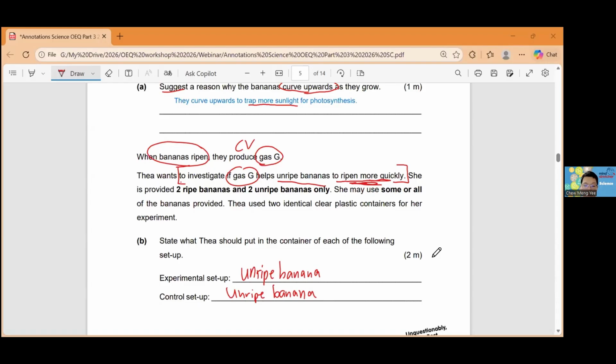But what else? The control setup is not meant to test the variable, so the control setup must not have gas G. It means there's no change variable for this. The experimental setup is the one with the change variable, which is gas G, and gas G comes from the ripe banana. So you should have a ripe banana here.